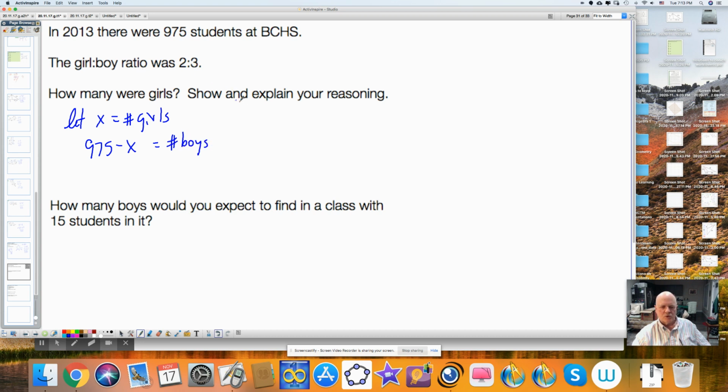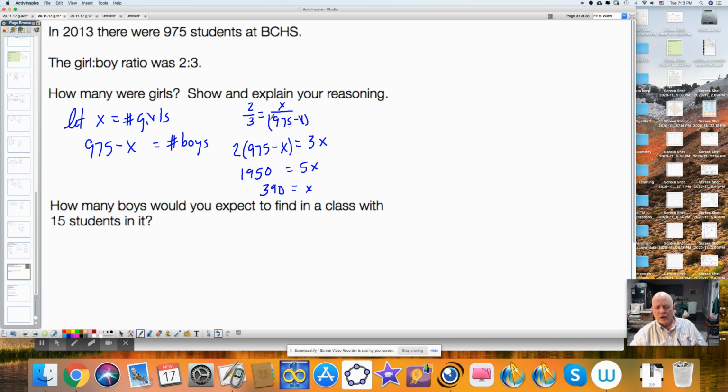So I could set up this proportion, 2:3, girls is to boys, as x is to 975 minus x. And when I cross multiply, I get 2 times (975 minus x). Notice I use parentheses when I do this. That is equal to 3x. And 2 times 975 is 1950, which is equal to 5x. And when I divide both sides by 5, I get x is equal to 390.